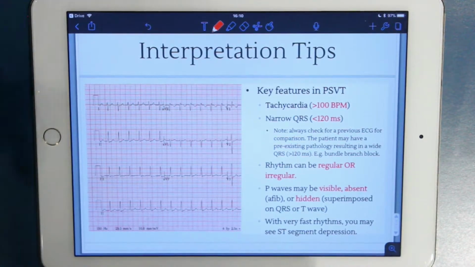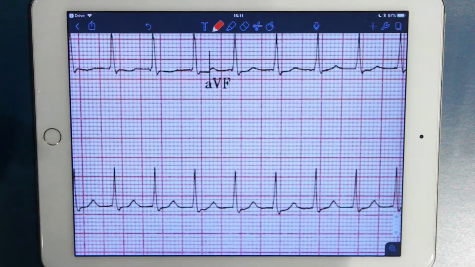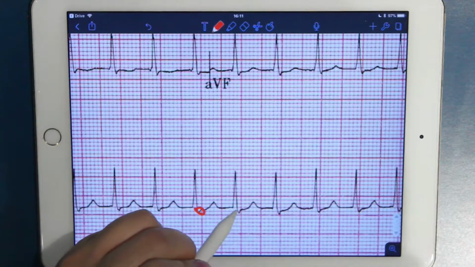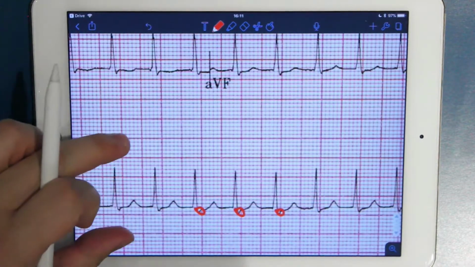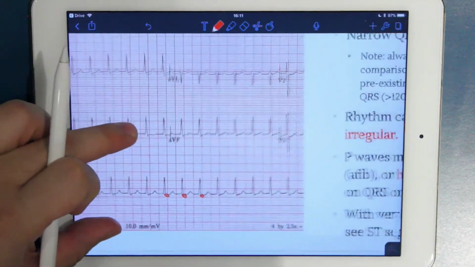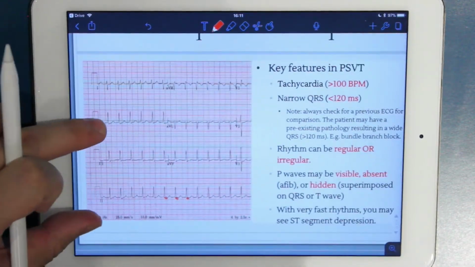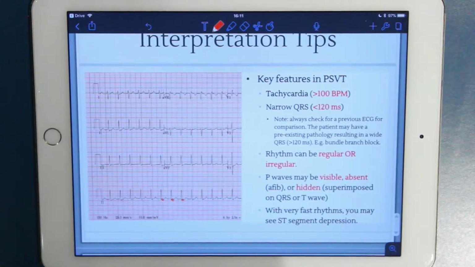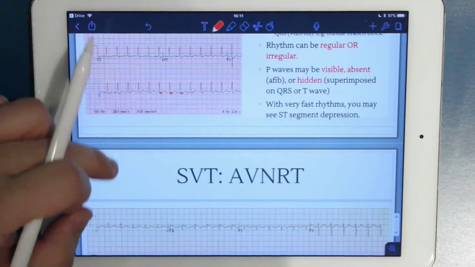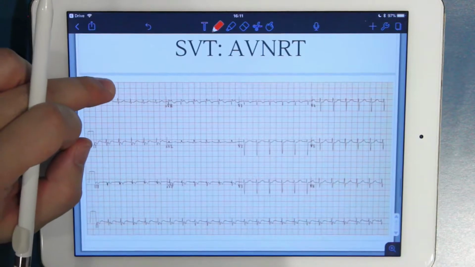In our case, as you can see here, the P waves are somewhat hidden or buried after the QRS, and that's because the signal is coming from low down inside the atria, creating a P wave that's going in reverse and leading to a negative deflection. With very fast rhythms, you may see ST segment depression, but that should not be used as a diagnostic tool. So let's take a look at some examples.